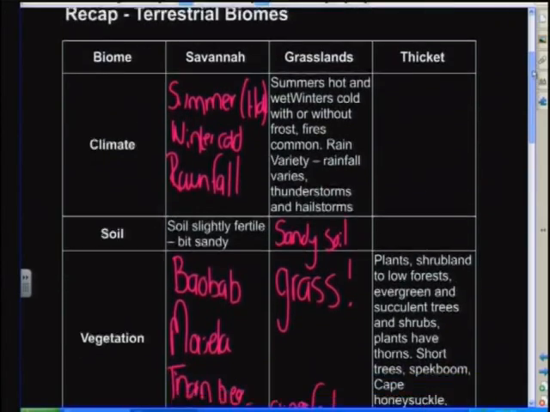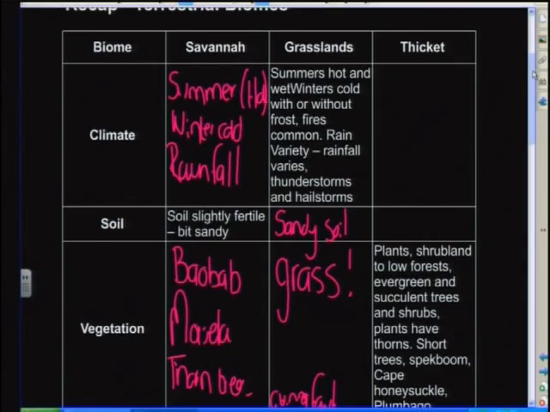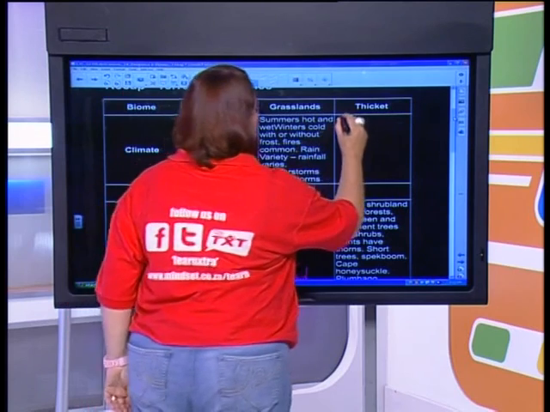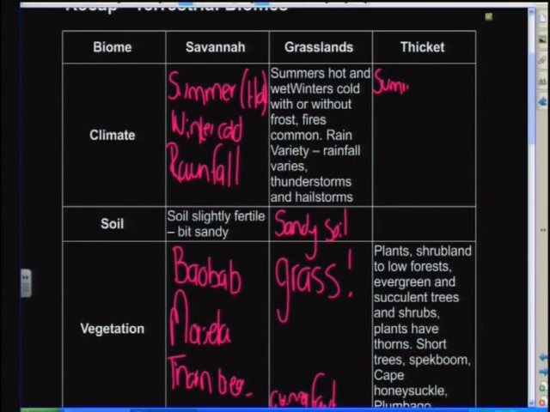Now let's go to thicket. Remember where the thicket was? Along the coast, there by Natal. So the summers are nice and hot. And when do we get rain in the summer? And the winters, those of you who've been down to the coast, are nice and mild. Hey, not too much. Now, the thicket, the rainfall varies as well.